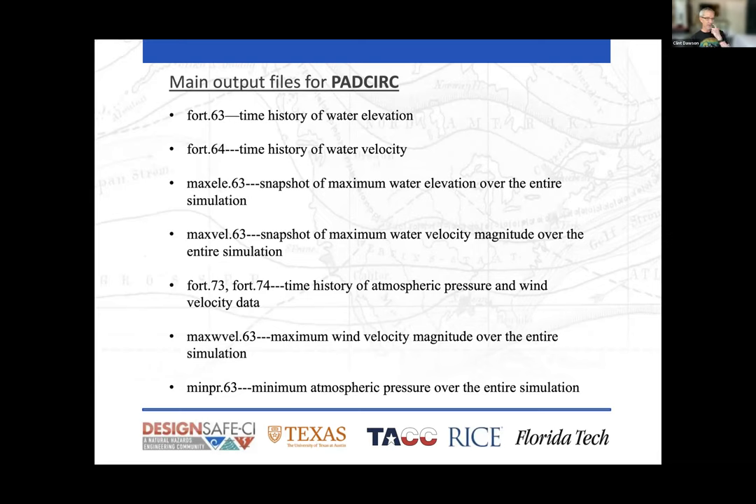That's actually a typo in the fourth line. Anything to do with 64 is a water velocity, time history of water velocity, or a snapshot of some quantity. So maxele.63 is the maximum water elevation. maxvel is the maximum water velocity. And then the wind data is given in files that start with a 7, so fort.73, fort.74. And then the snapshots of wind and atmospheric pressure are given in maxwvel and minpr. And I'll show you some of these files in a little bit.